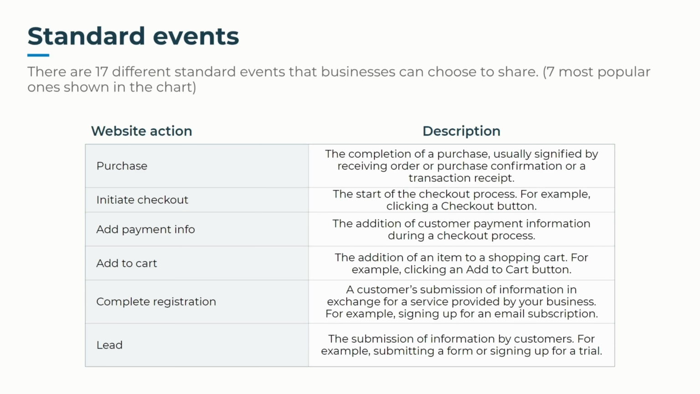So in this case, let's take a look at the 7 most commonly used. And the first one is the purchase, especially if you're an e-commerce store owner or you're working for an e-commerce business. The purchase is the number one conversion that you should be optimizing the campaigns for.